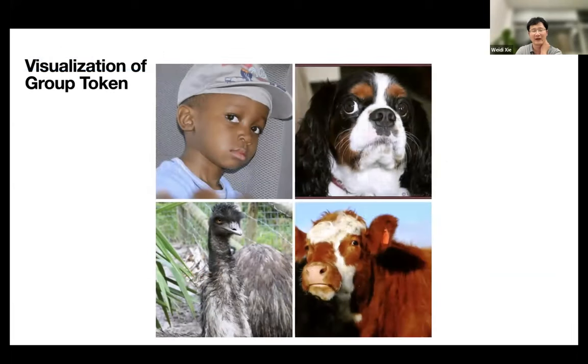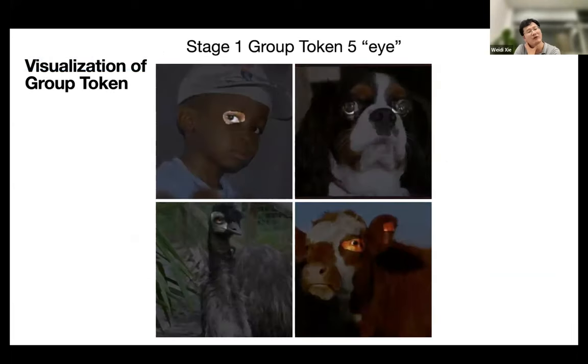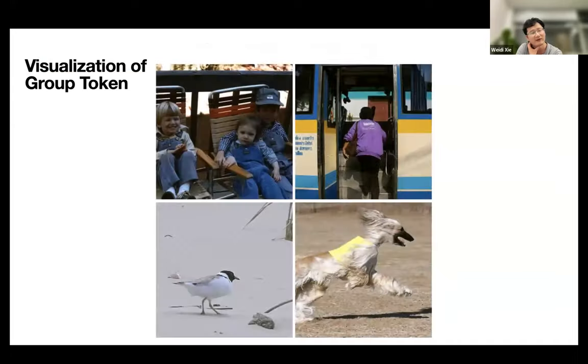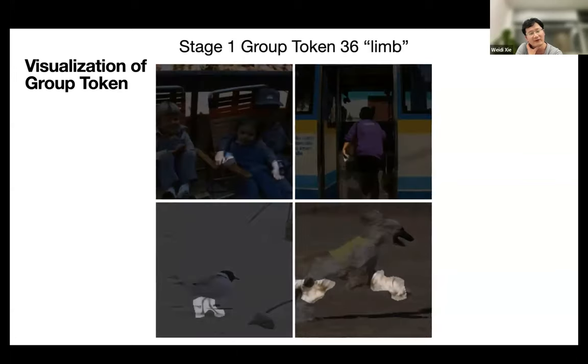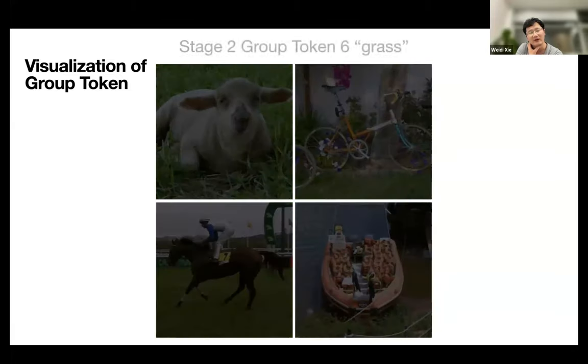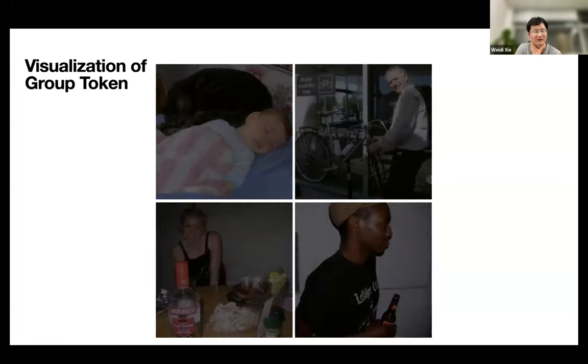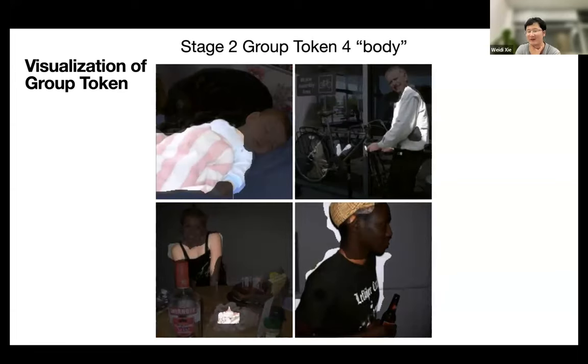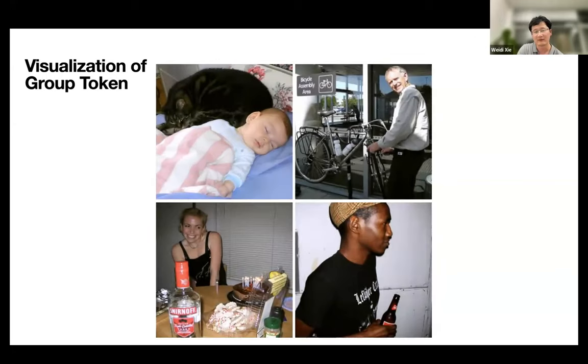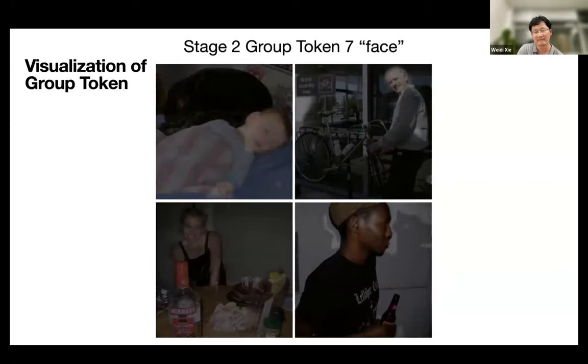And after training, they show that in the transformer, the group tokens discover something with similar semantics. So you can see this one discovered the eyes, this one discovered the legs, this one discovers the grass or something green, I would say. And this one discovers, I think, the face. Oh, body, sorry. Anyway, so the group tokens discover certain shared semantics. And also face, yeah.